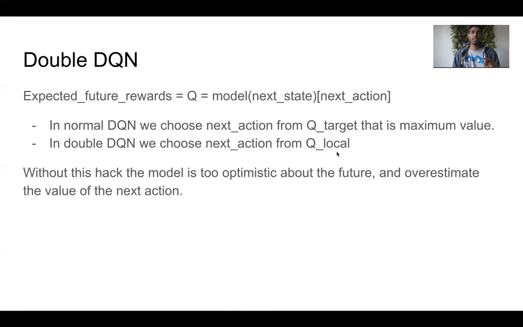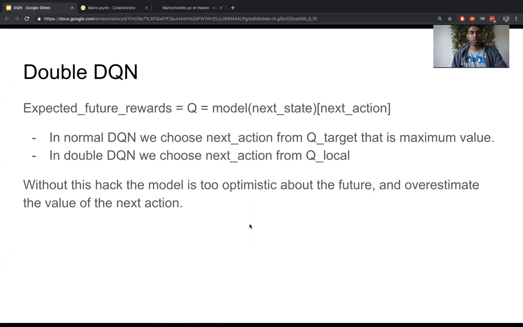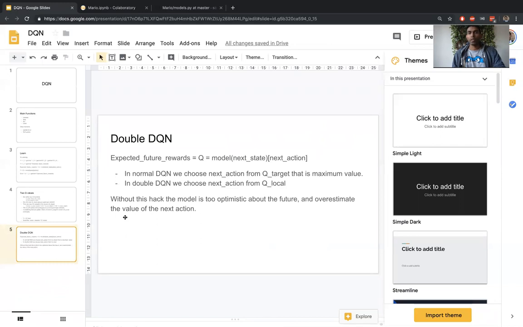The reason you do that is because if you keep on taking the maximum of the Q target, you're being very optimistic about the fact that the model is correct already. There's no room for error. So without this hack, the model is too optimistic and keeps on overestimating the value of the next state. It turns out that double DQN is a better option. Let's go to the next slide. I think that's all I really had to say about double DQN.